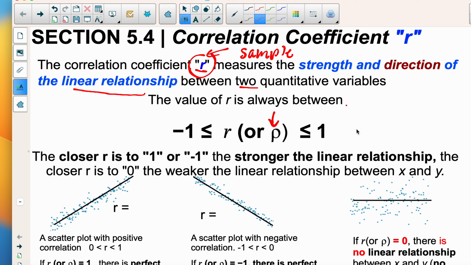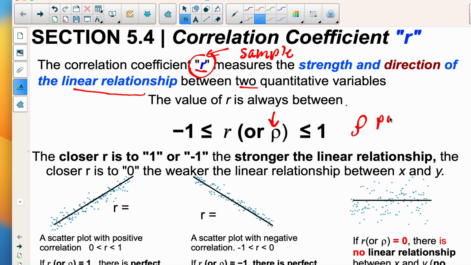Right, this is a quick mini lesson on section 5.4, correlation coefficient, and we're going to be doing hypothesis testing for correlation significance. So the correlation coefficient measures the strength and the direction of the linear relationship between two variables. We're referring to the sample. We're taking a sample and calculating and measuring R because we want to know something about rho, the correlation coefficient of the population.